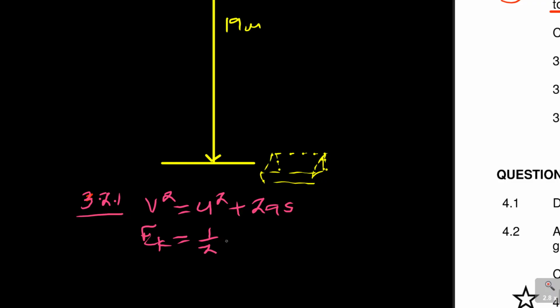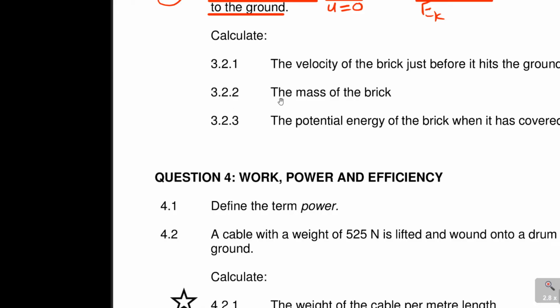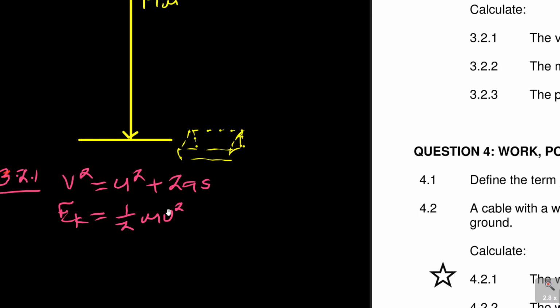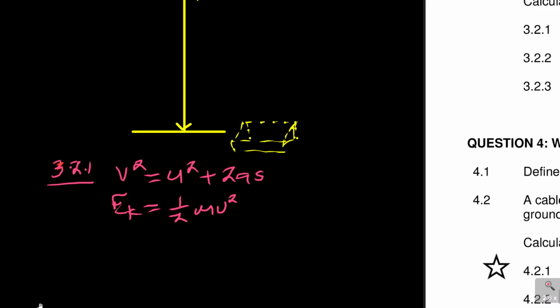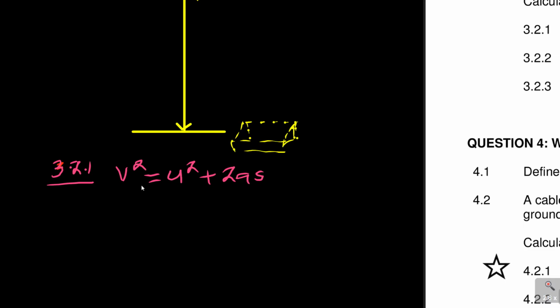It's half mv squared. Now the challenge is, if you look at question 3.2.2, it says calculate the mass of the brick. So it makes this second formula not the right formula, because it needs us to find the mass m of the brick. Are you seeing that? So now we need to say, okay, this is not the formula, but we have this formula, but we have to change it now.